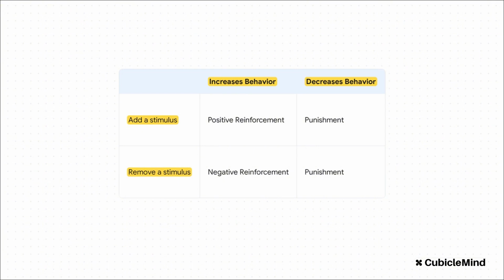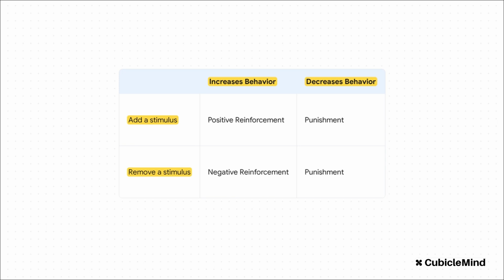Positive reinforcement is adding something good, like giving a dog a treat when it sits. Negative reinforcement is removing something bad, like how your car stops that awful beeping noise once you finally buckle your seatbelt. See? Both make you more likely to do the behavior. Now, to decrease a behavior, you use punishment.